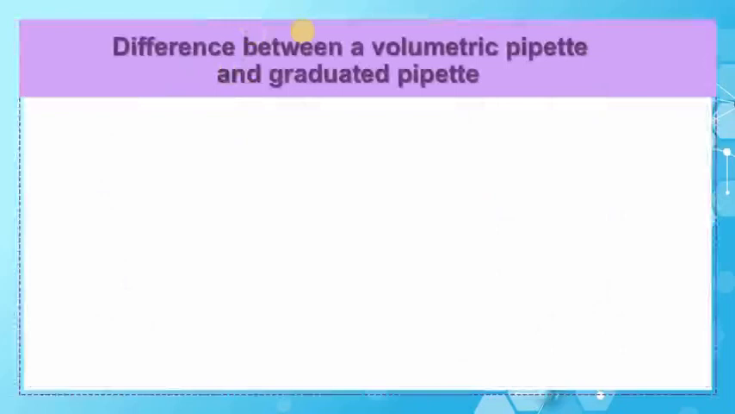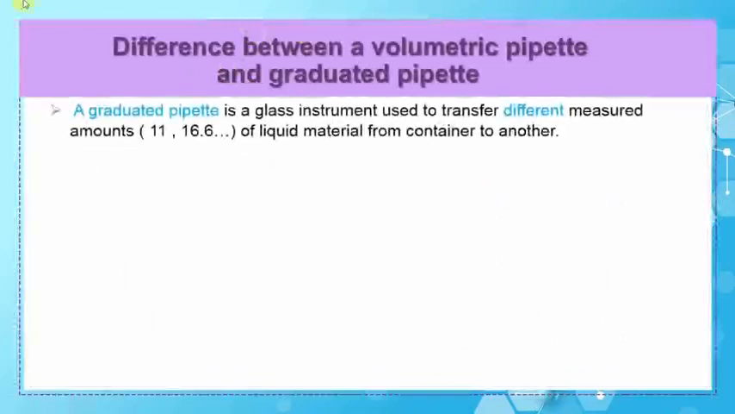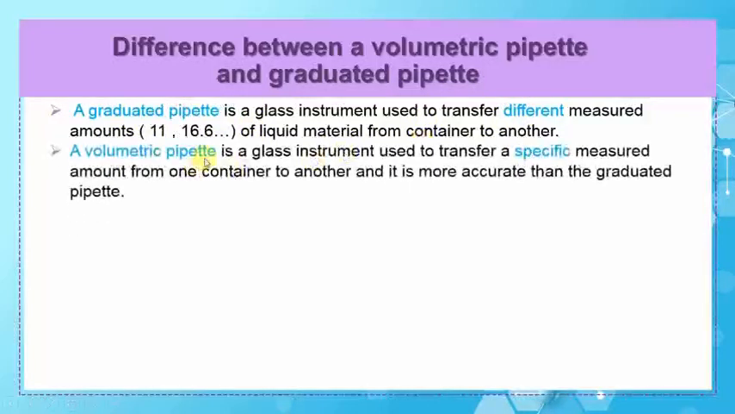Okay, let's take a look at the difference between a volumetric pipette and a graduated pipette. A graduated pipette is a glass instrument used to transfer different measured amounts, for example 1 milliliter, 6.6 milliliter, etc., of liquid material from one container to another, while the volumetric pipette is a glass instrument used to transfer a specific measured amount from one container to another, and it's more accurate than the graduated pipette.